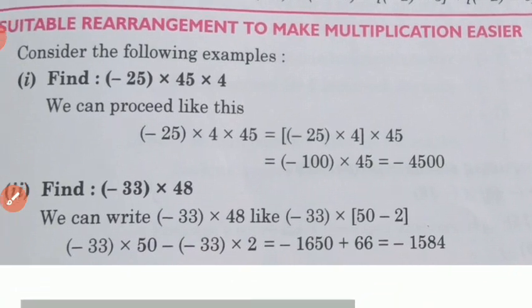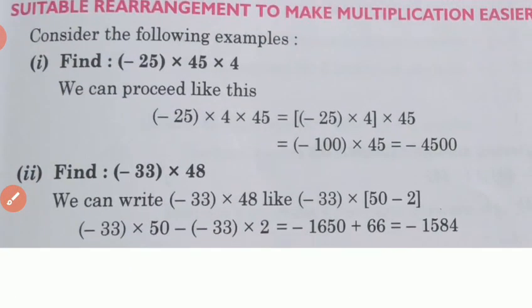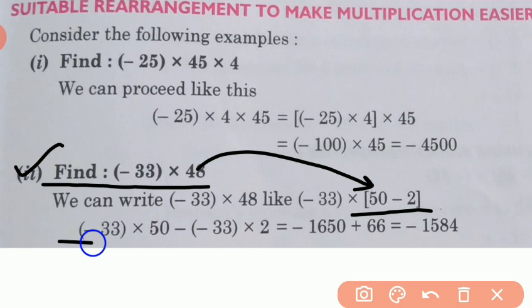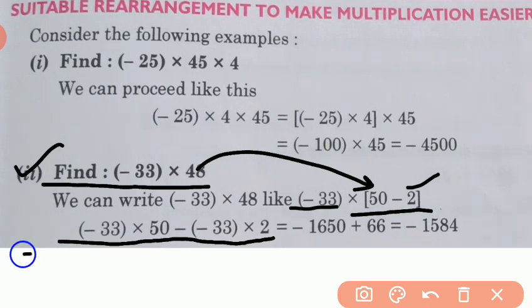Then lastly, minus 33 into 48. We know that 48 we can write in the form of 50 minus 2. But if you want to use the distributive property here, we can write 48 as 50 minus 2 to multiply the number easily and fastly. So by the distributive property, minus 33 here is given as A, 50 as B and minus 2 as C. We know that A into B plus C is equal to A into B plus A into C.